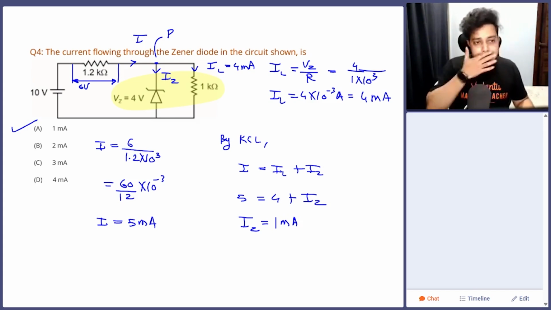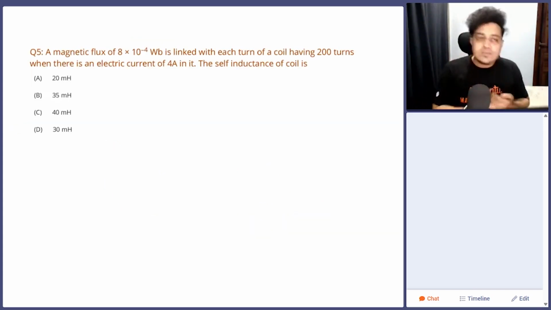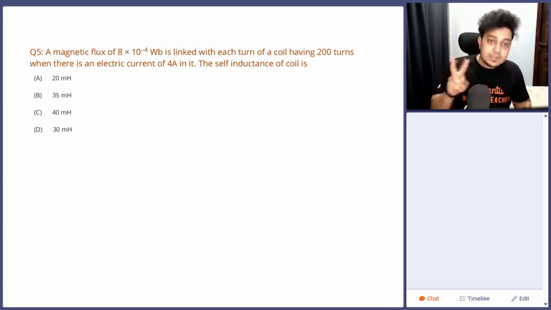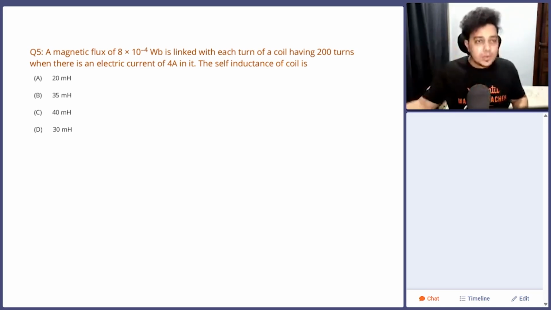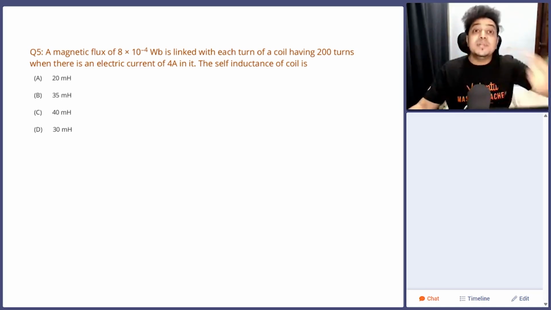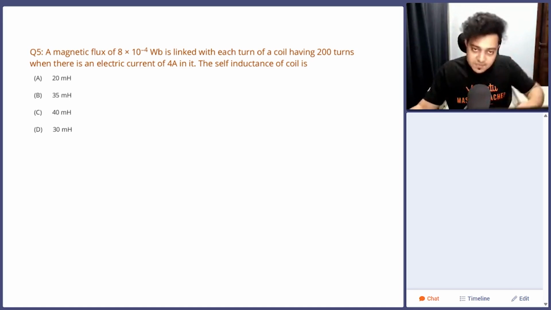Fine. Let's go. Next question. Magnetic flux of 8 into 10 to the minus 4 Weber is linked with each turn of a coil having 200 turns, where an electric current of 4 ampere is flowing in it. Self-inductance of the coil is? So here flux per unit turn is given. It's a single coil and flux per unit turn is given.